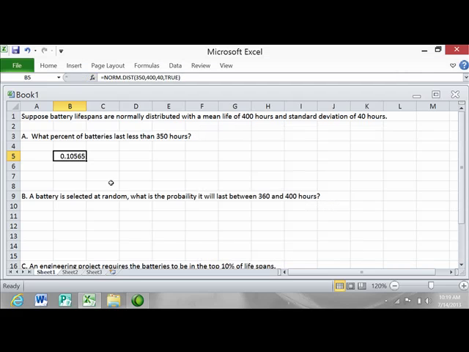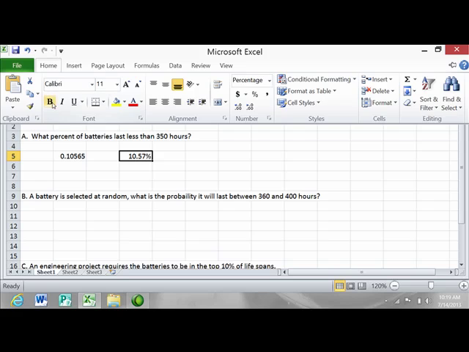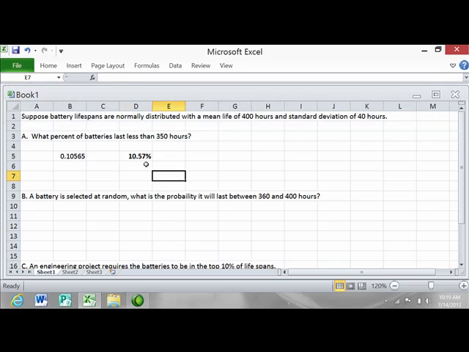It gives us the percentage. What percent lasts less than 350 hours? Well, that's the probability, 0.10565, or the percentage as a decimal. And as a percentage is 10.57%. And make sure this is a normal distribution. Remember that. This is a normal distribution. So that's why we could use this function.